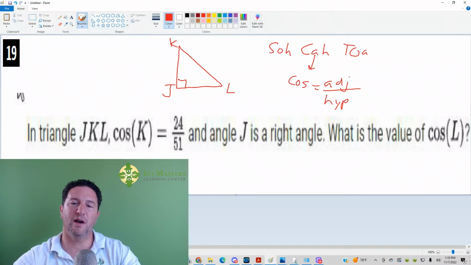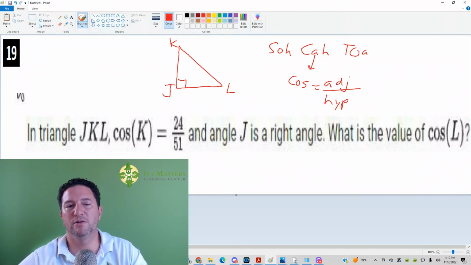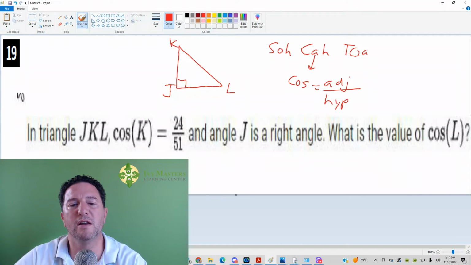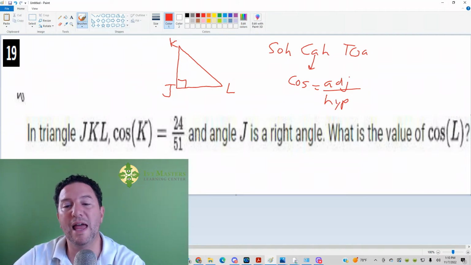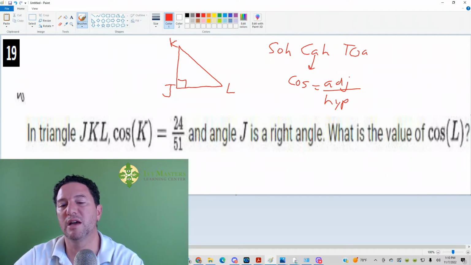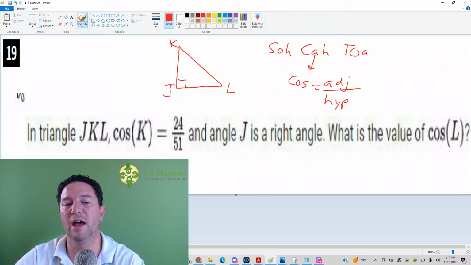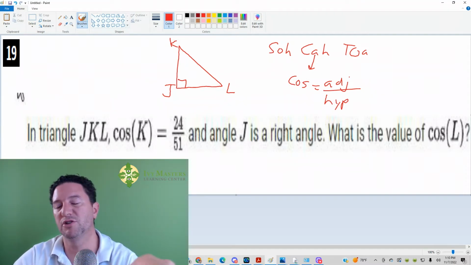Now, how do you identify the opposite, adjacent, and hypotenuse? Well, first off, whether you're looking from the side of the K or the L, the hypotenuse is always KL. If you're looking from angle K, then the adjacent side is the close side that's not the hypotenuse, so it's KJ. If you're looking from the perspective of L, then the adjacent side is JL. It's the side closest to L that's not the hypotenuse. Opposite is always the side furthest away. So if you're looking from the perspective of L, opposite is JK. If you're looking from the perspective of K, opposite is JL.